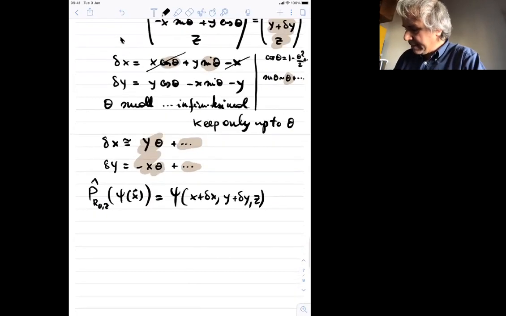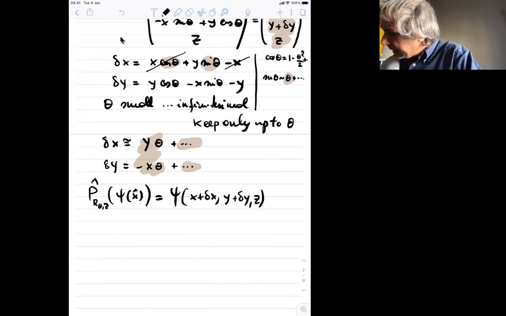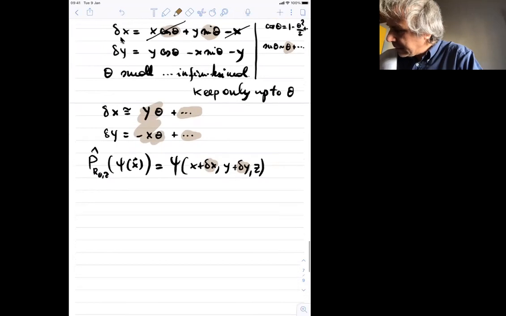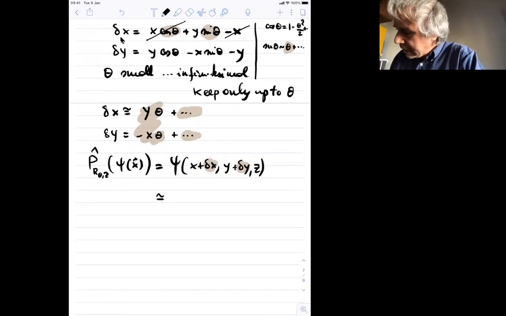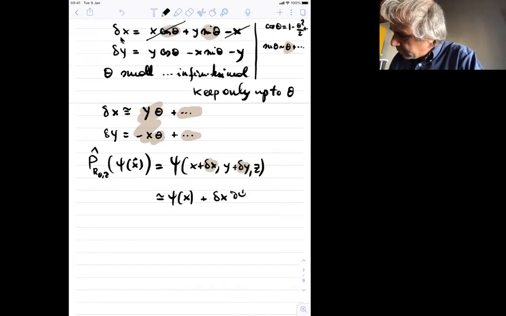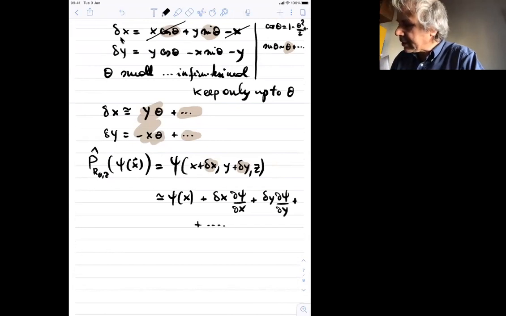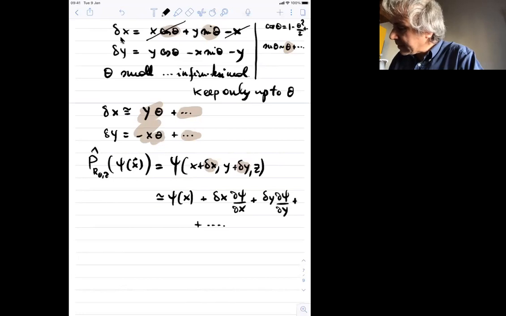Then I say that this is equal to, since delta x and delta y are now assumed to be small, of order theta, psi of x plus delta x times the derivative of psi with respect to x plus delta y times the derivative of psi with respect to y plus other terms of higher order in the Taylor expansion. Since I am already neglecting the higher order in delta x, there is no point in keeping them here. So my expansion here is stopped at first order.